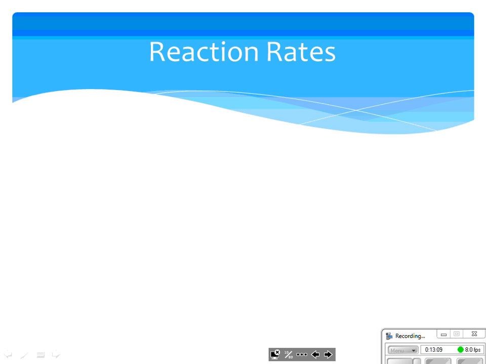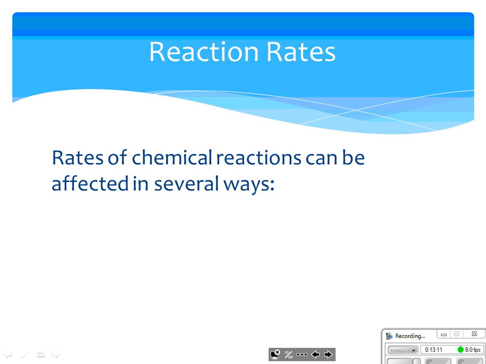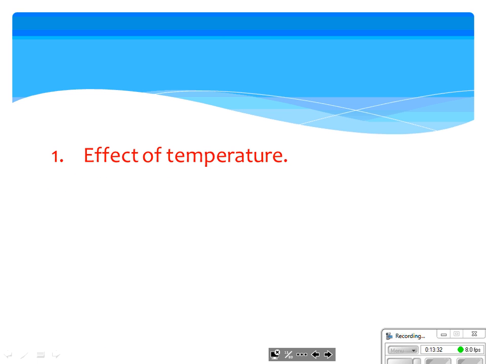All right. Reaction rates. How can the reaction rates be affected? Can we affect how fast these reactions occur? Absolutely. There are several ways in which we can change the rates of reaction. We're going to talk about a few of them today. The first one is the effect of temperature. How does temperature affect the rate of the reaction?